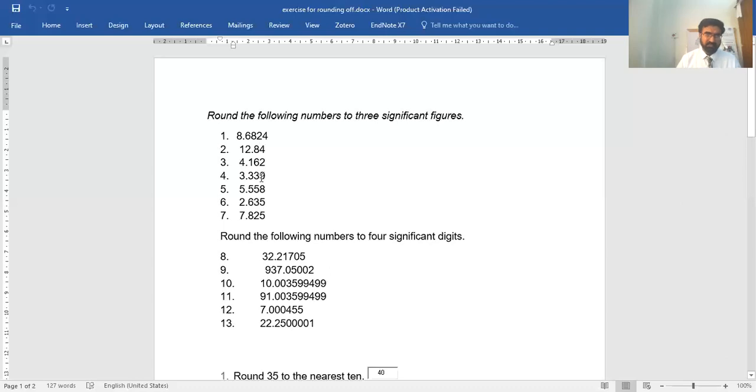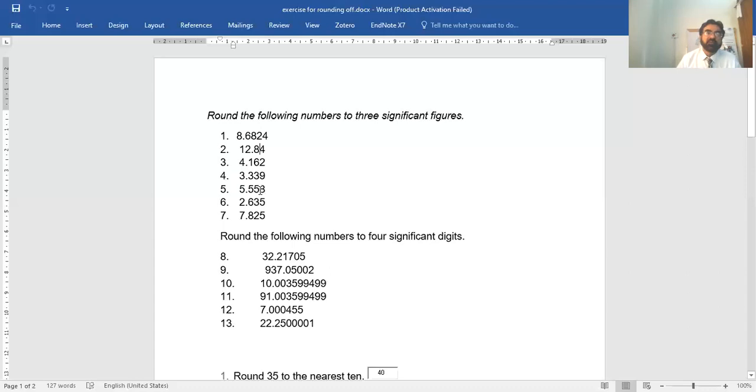3.339. Consider up to the last but one digit, because you have to go up to 3 significant digits. So you will keep 3.33 and you have to delete the 9. 9 is more than 5, so you have to delete it and increase 3 by 1. So it will become 3.34.